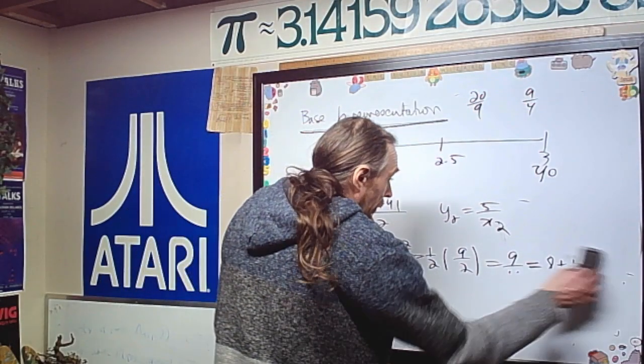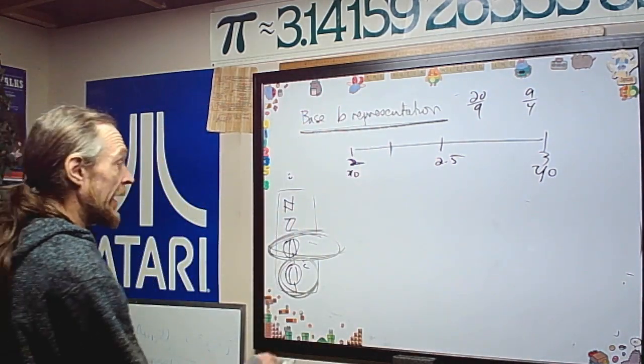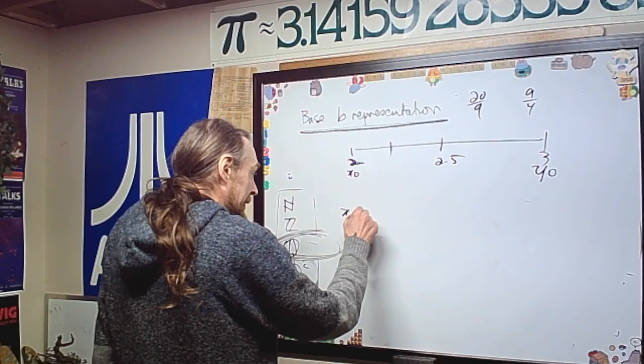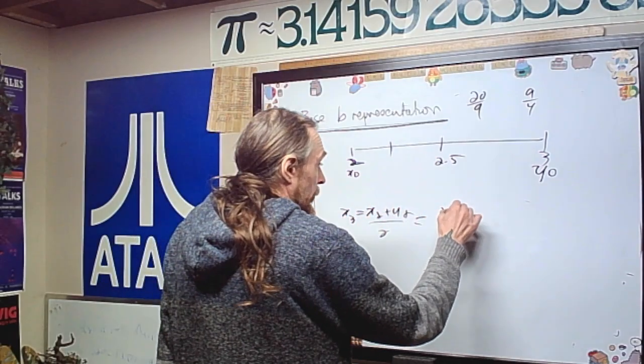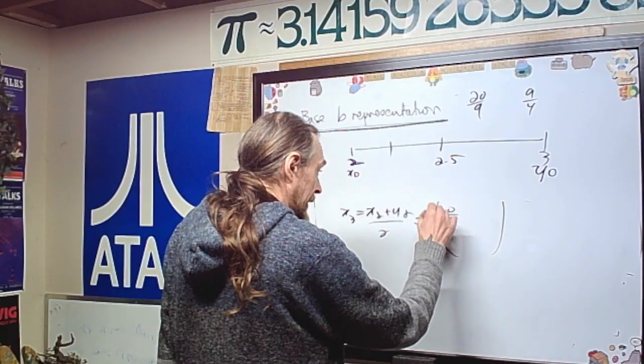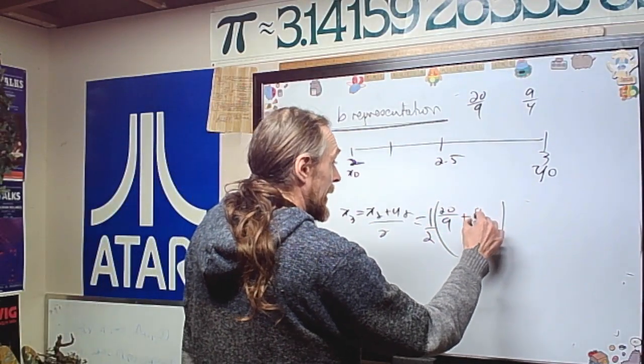So now we have to do it one more time. One more time, and we can get, what was that? x3 is going to be the average again, (x2 plus y2) over 2, which is now going to be 20 over 9. And you'll see why I multiply by the 1/2. Divided by 2 is the same thing as multiplying by 1/2, plus 9 over 4.